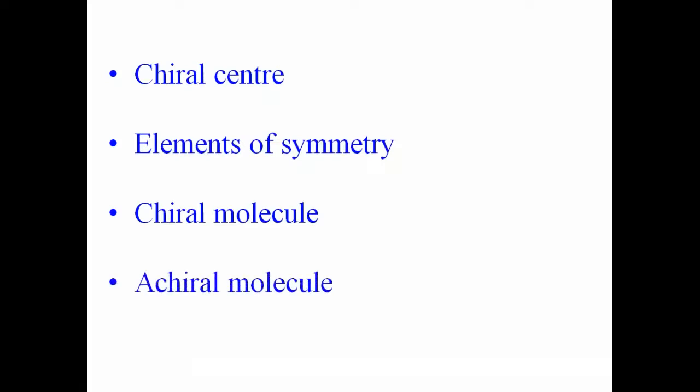Okay. Then there is one more term, achiral molecule. Suppose a molecule has a chiral center, and if it possesses an element of symmetry, then that molecule is called an achiral molecule and it is optically inactive. We have studied in the last lecture these four important terms: chiral center, elements of symmetry, chiral molecule, and achiral molecule. Now let us see next, again a very important term regarding optical isomerism.